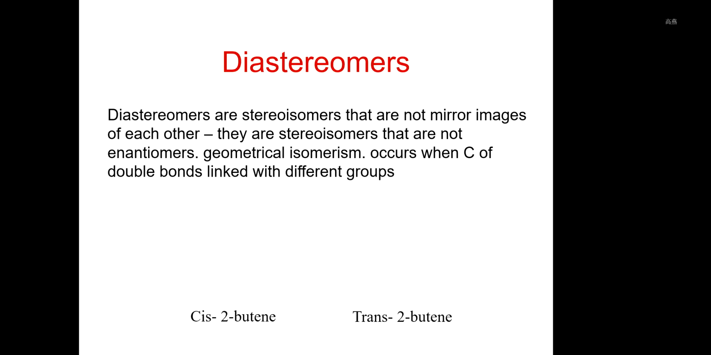The second type of stereoisomerism is diastereomers. Diastereomers are stereoisomers that are not mirror images of each other. So they are stereoisomers that are not enantiomers. It's also called geometrical isomerism. This occurs when the carbon-carbon double bond is linked with different groups. For example, 2-butene.